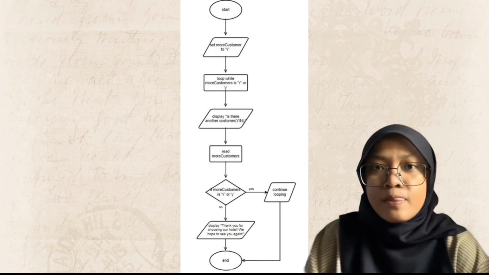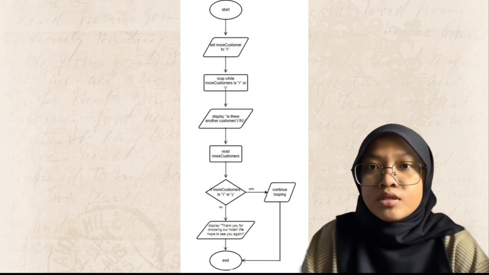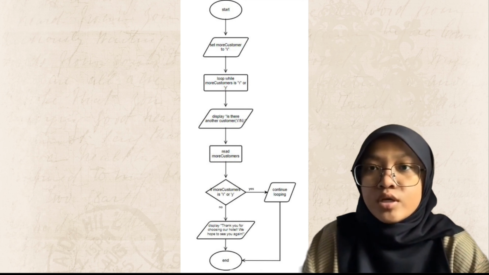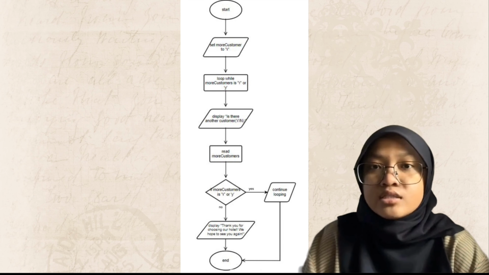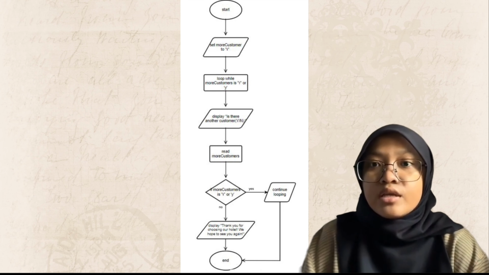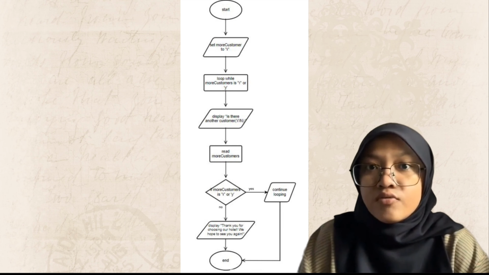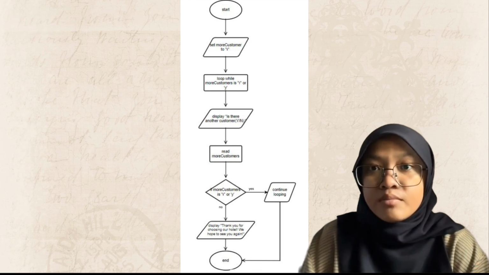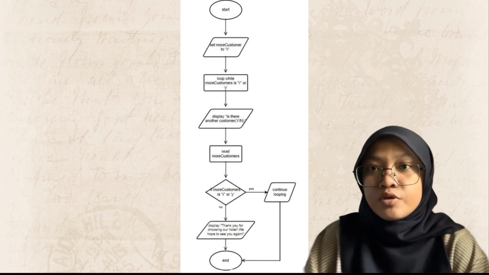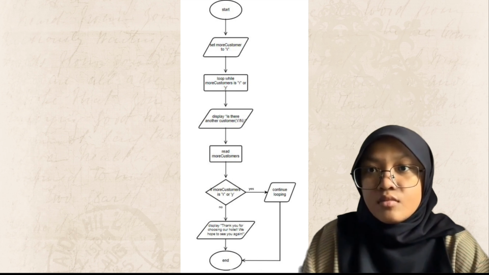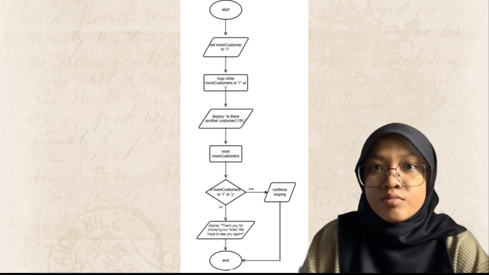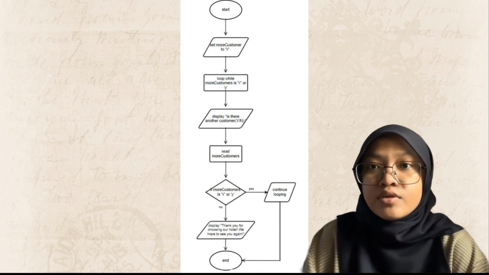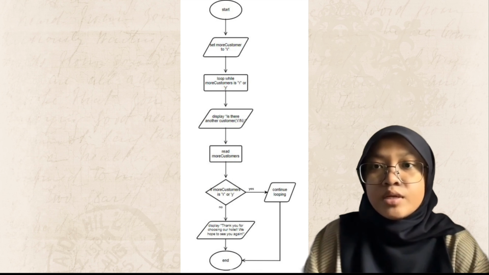For flowchart for looping, the program will begin. The program will set a variable moreCustomer to Y to indicate there is at least one customer. The program checks if there are more customers to process, then the user is asked if there is another customer. The program checks if the user response is yes. If the response is no, the program thanks the user and ends. If the response is yes, the program repeats the process from asking if there is another customer. Then the program will end.